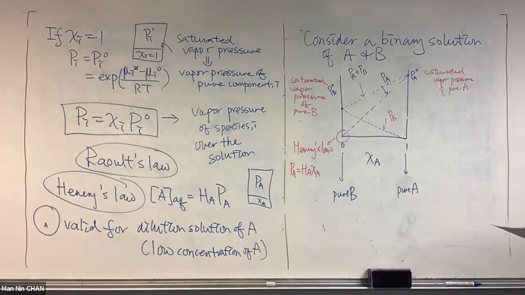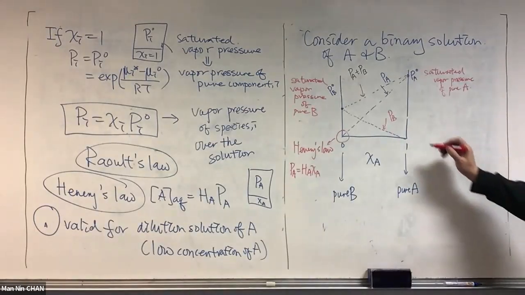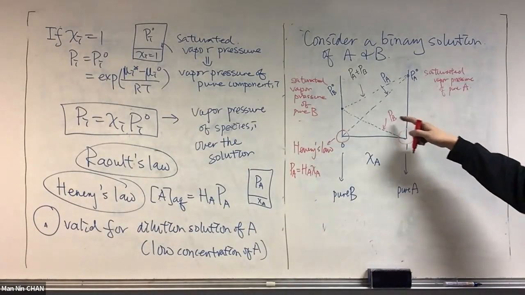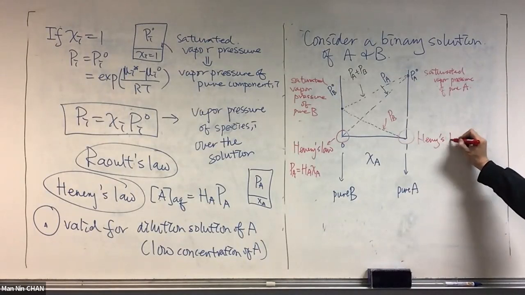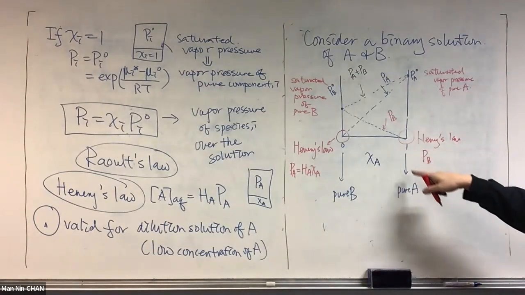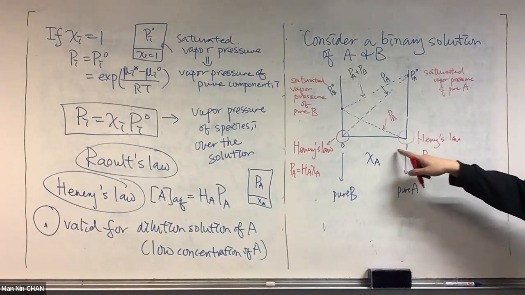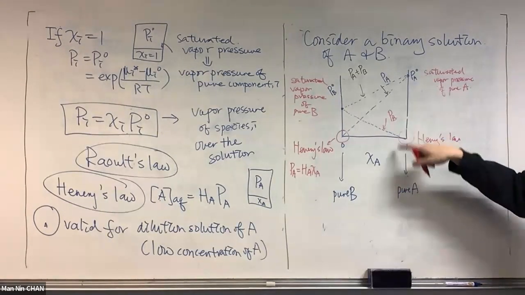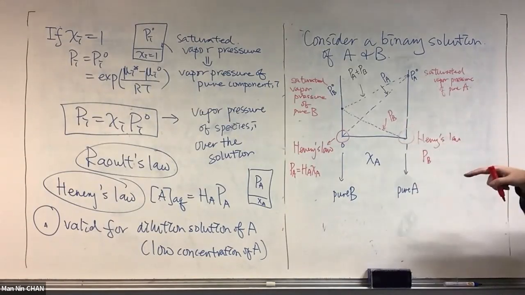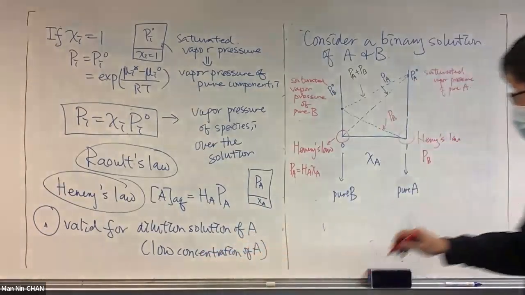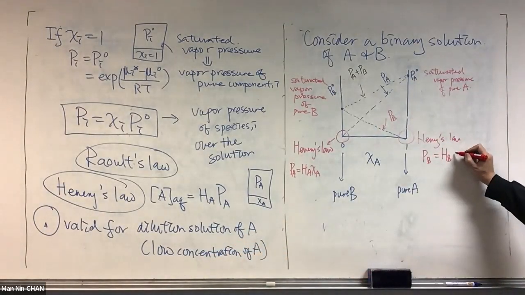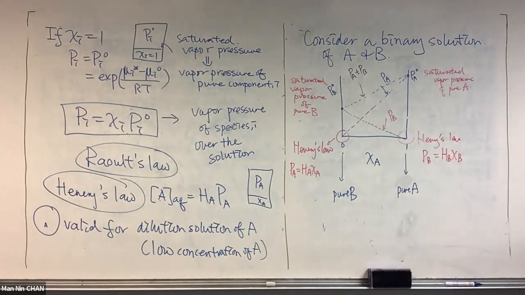Okay. This also applies for B. If you want to predict the partial vapor pressure of B, you can also use Henry's law here, because when the mole fraction of A is close to 1, most of it is A and only a small amount is B. So B also fulfills this situation: you have a low concentration of B. Therefore, you can also predict using the Henry's law constant in the dilute situation for A and B.